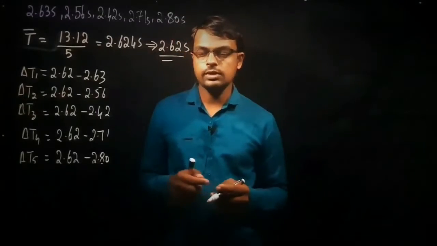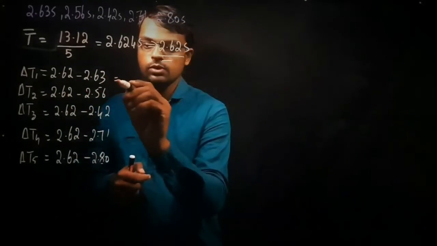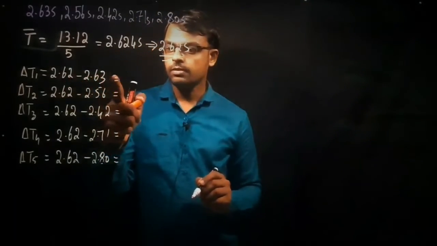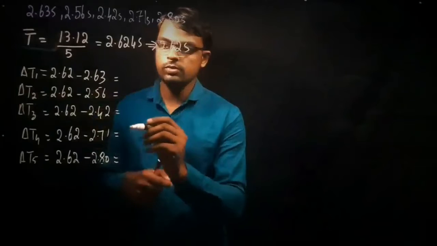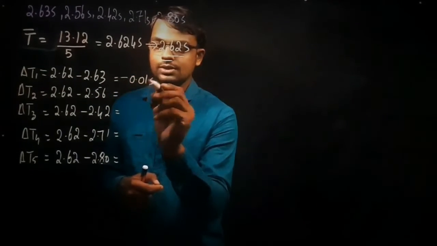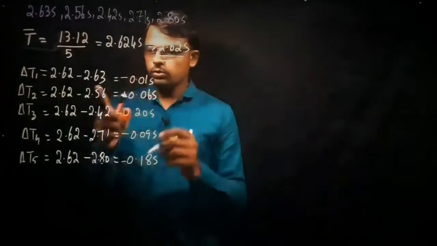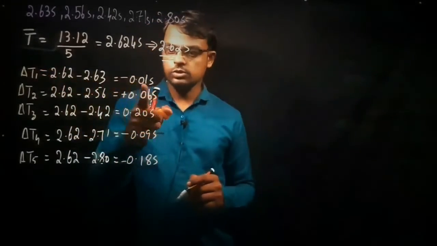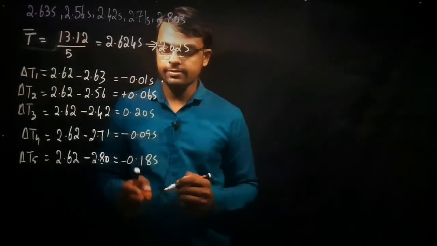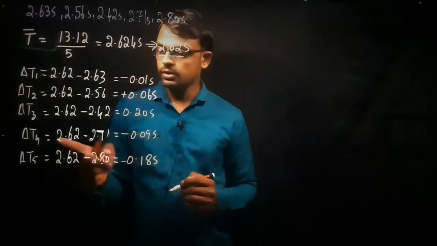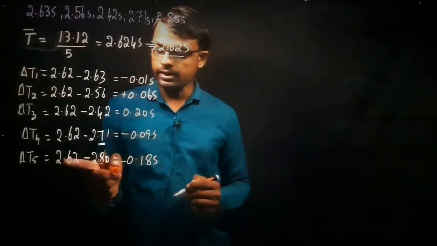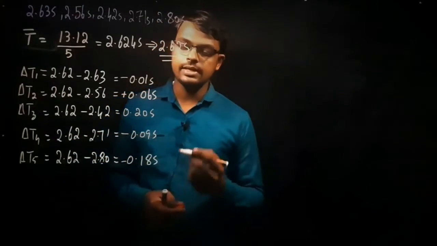Now you find the absolute error in each value. As you already know, absolute error may be either positive or negative. So what is the first value? You can see here minus 0.01 second. In the same way you write all the values. So now you got the values: delta T1, the absolute error in the first one, is minus 0.01 second. Second one, plus 0.06 second. Third one, plus 0.20. Next one, minus 0.09, from 2.62 minus 2.71. Next value, minus 0.18 second.